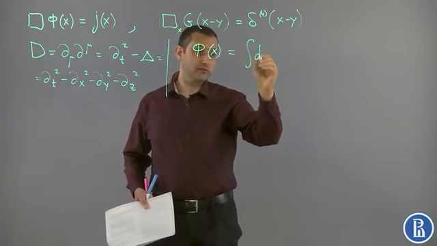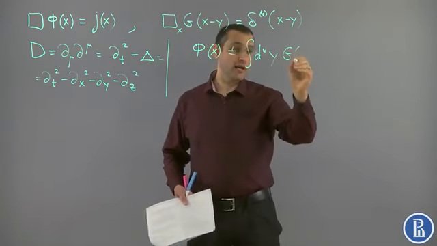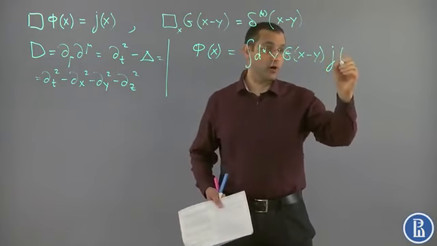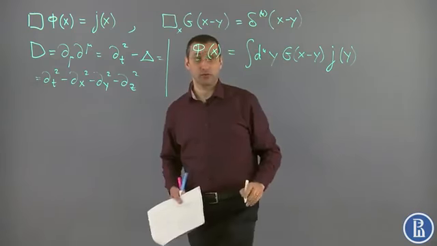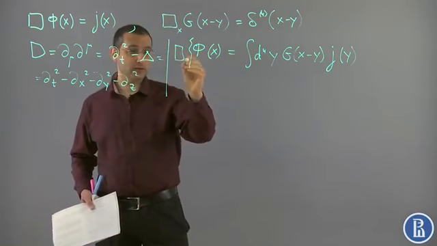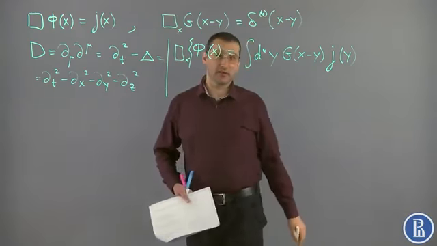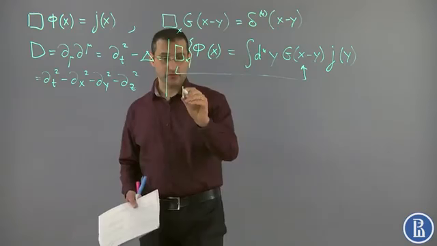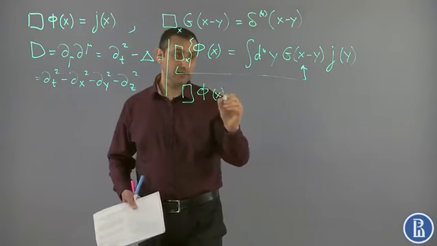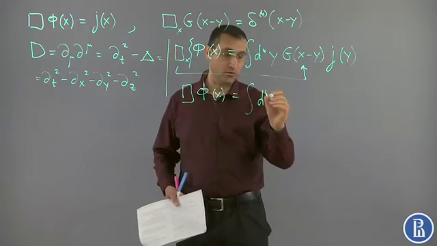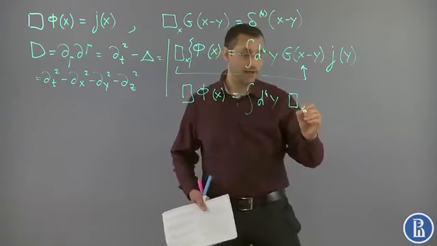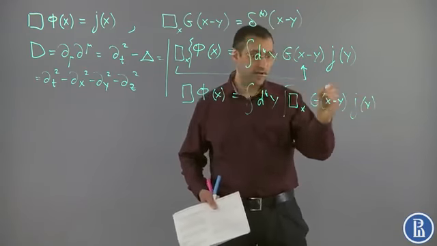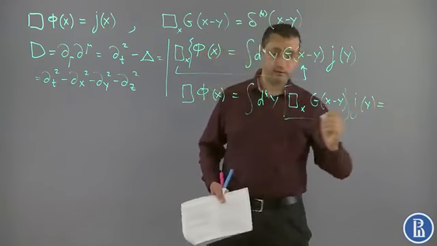It's just the integral over d4y, g of x minus y, times j of y. Indeed, why do we know it? Because if we act by the D'Alembertian on both sides, then the D'Alembertian on the right-hand side acts only on g. So box of phi of x is nothing but the integral d4y, box acting on x of g of x minus y, j of y. But this is nothing but the delta function.